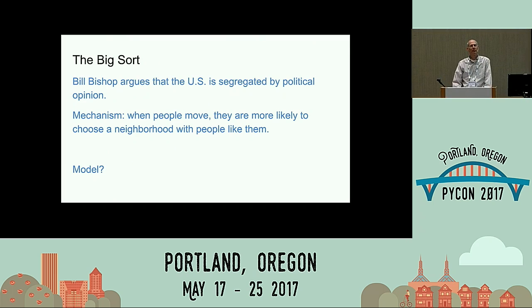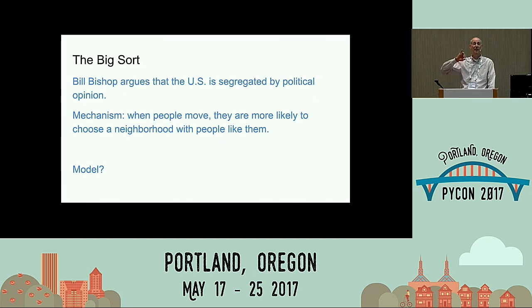Has anybody read Bill Bishop's book called The Big Sort? If you're not familiar with this, his thesis is that the US is increasingly becoming segregated by political affiliation. People are more and more living with and surrounded by people who are either also Democrats or also Republicans. And his suggestion is that at least part of the mechanism is that when people move, they might look at a couple of different locations and pick the one that has some people who are similar to them.